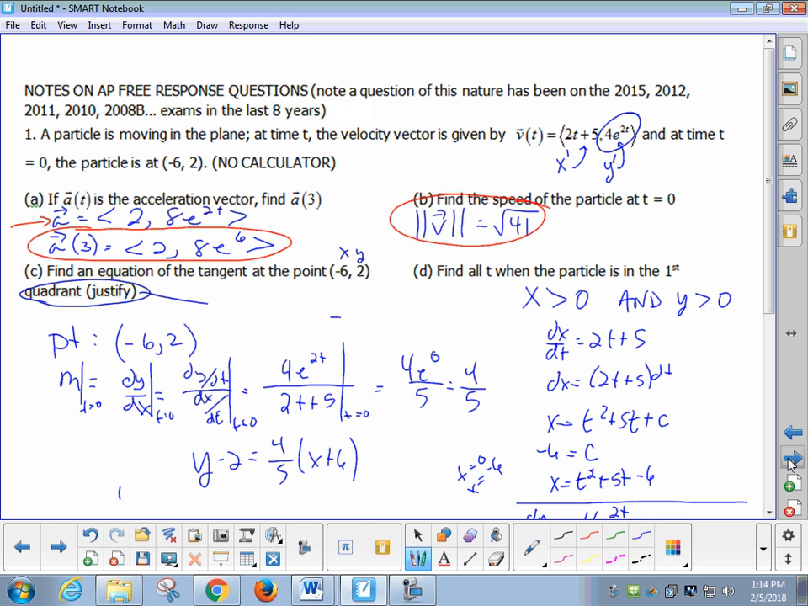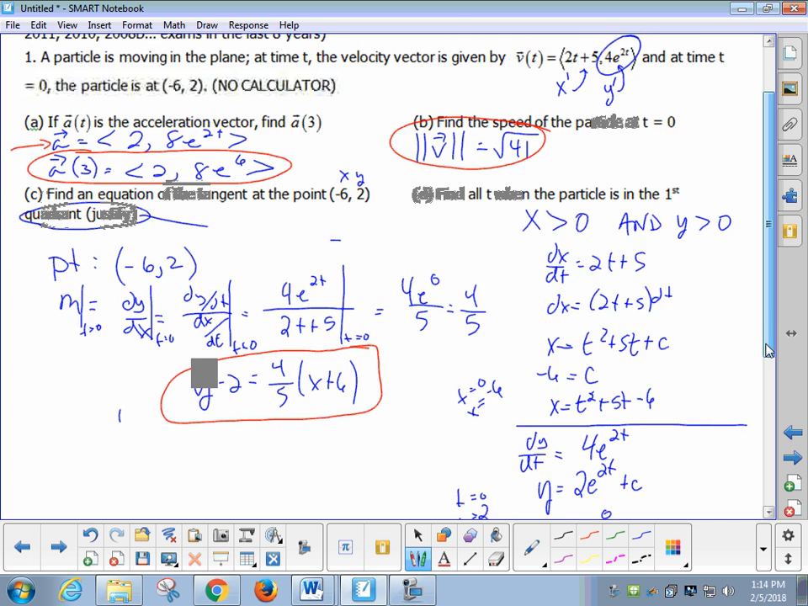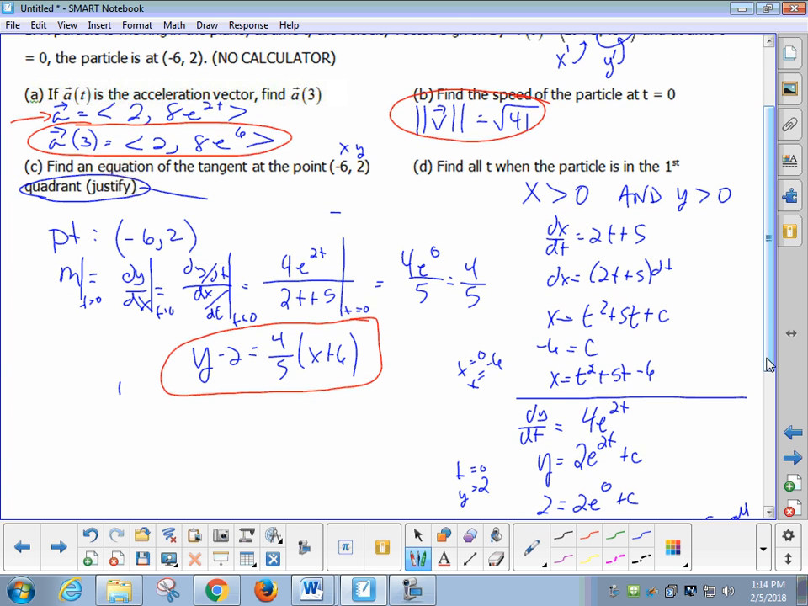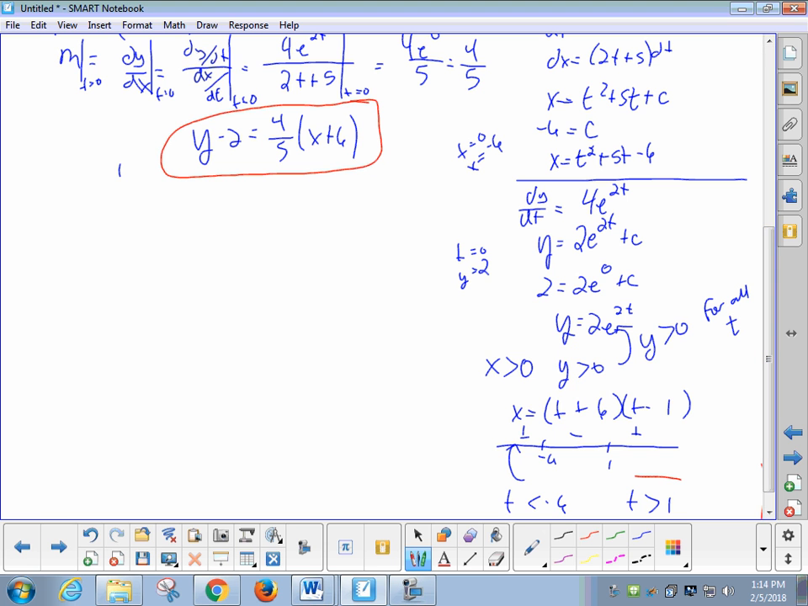C, sorry about, first of all, the formatting. That got split. That was actually part of D. Sorry about that. But the tangent line is y minus 2 equals 4/5 times the quantity x plus 6. D, all times where the particle is in the first quadrant implies you need to find when x and y, not or, and, are both positive, and that was from t less than -6 and greater than 1. Now, if you assumed only positive times, then I guess you would have only time greater than 1. I didn't see anything about only positive time, so I gave both solutions. Okay?